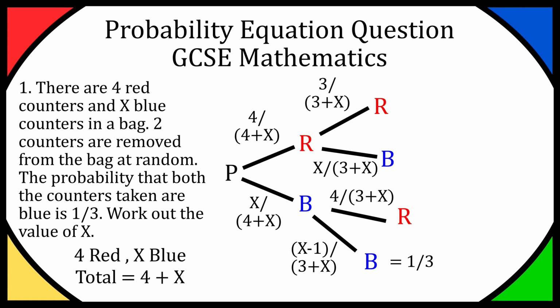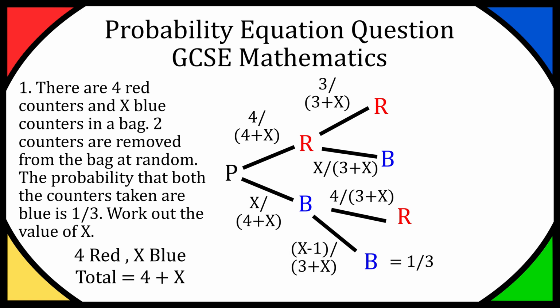So just quickly, the probability of grabbing a blue counter off the bat is going to be X over 4 plus X. Because there's X blue counters in the bag, and the total number of counters in the bag is 4 plus X. Then the probability of pulling another blue counter is X minus 1 on top, because there's 1 less blue counter in the bag. That's how many blues are left in the bag. And on the bottom we have 3 plus X because there's just 1 less counter overall.